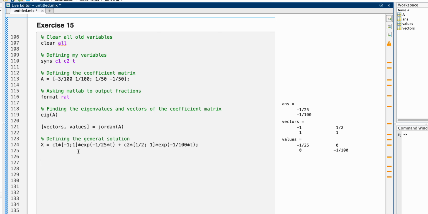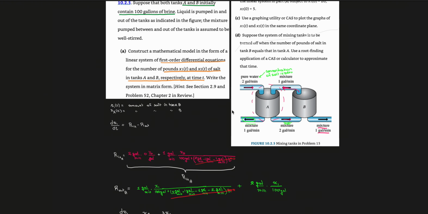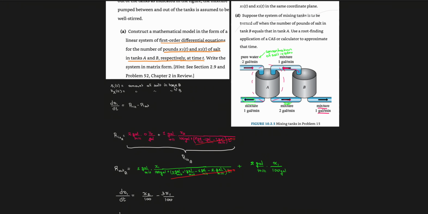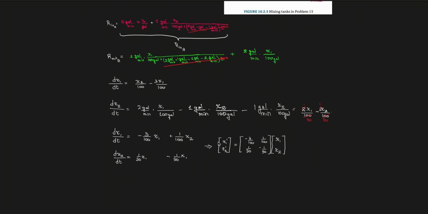And that's the end of part A, because part A, actually, this is part B. Because part A was only about finding the matrix, and this is finding the solution, and then it gives you the initial value. So I apologize for that. As you see here, just write the matrix in matrix form. So this is our solution to part A.